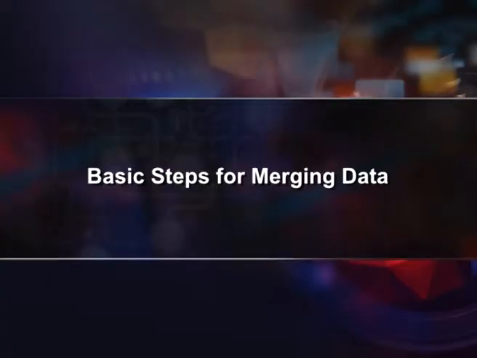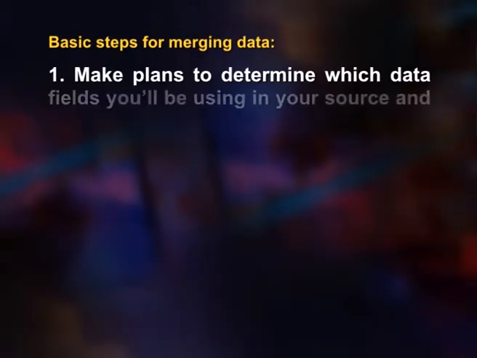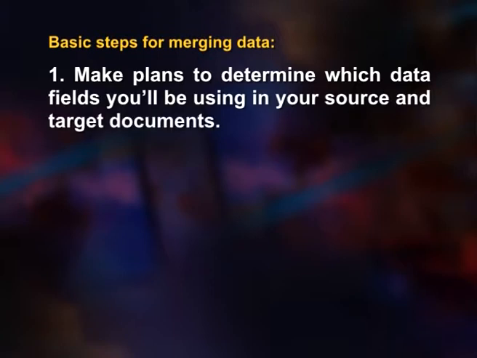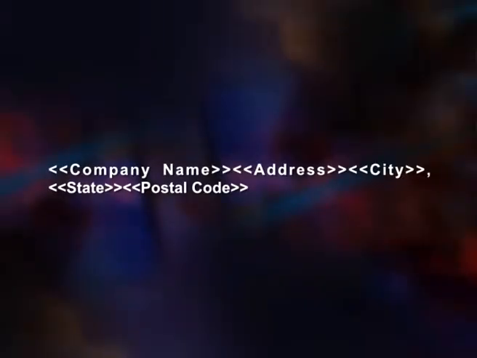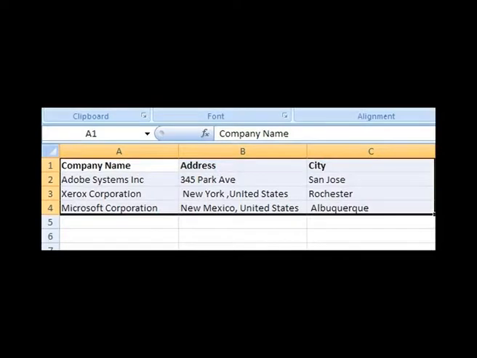Basic steps for merging data: 1. Make plans to determine which data fields you will be using in your source and target documents. Determine how you want the final document to look so that you know which fields are necessary to accomplish the merge. For example, if you are creating a postcard that is mailed to customers, you can use the following data file: company, name, address, city, state, postal code. Your spreadsheet or database could look like this: sample data file.